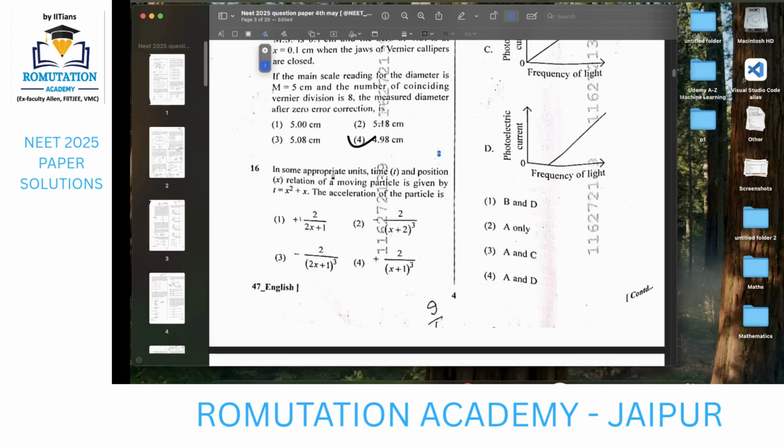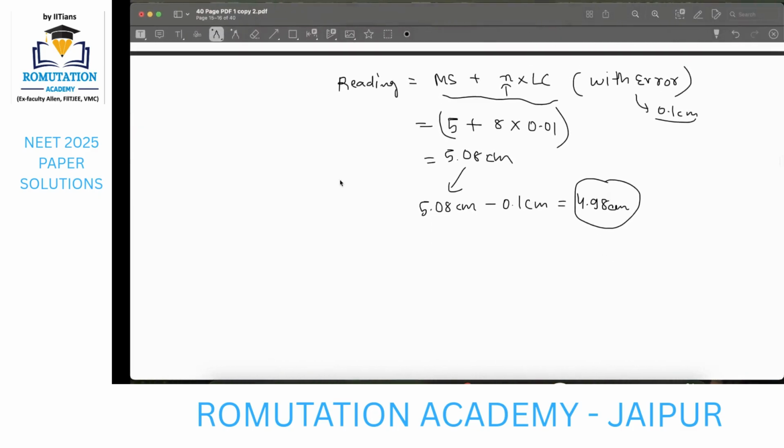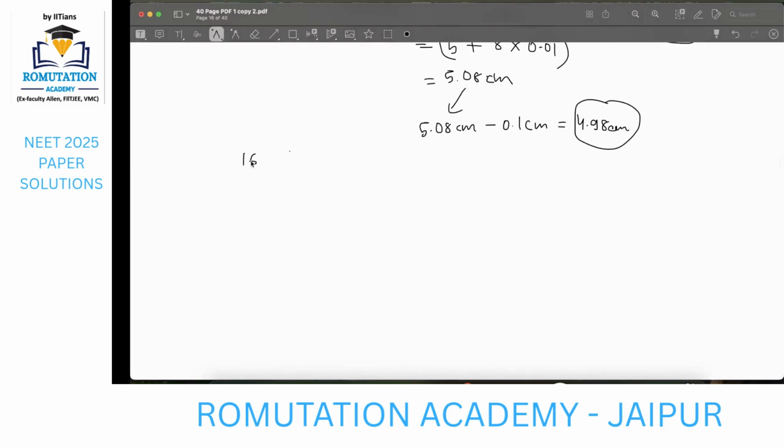Okay, in some appropriate units, time and position of a moving particle is given by t is equal to x square plus x, then the acceleration of the particle is... Okay, let's think about it. t is equal to x square plus x.